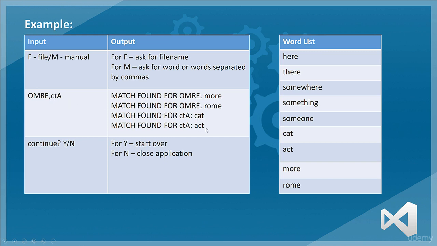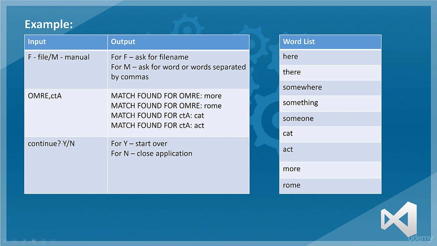Now, the real algorithm here is that when we see a scrambled word, we look at the characters, and then we take those characters and we go through each and every line to see if those characters match up with the current line's or the current word's characters, where order does not matter. So OMRE does match MORE because it's the same characters, just in a different order. And the same thing goes for Rome. So that's how we unscramble the word. That's the basic algorithm behind it.